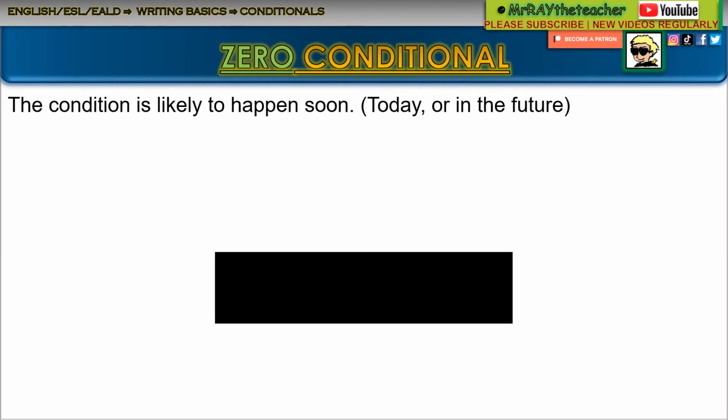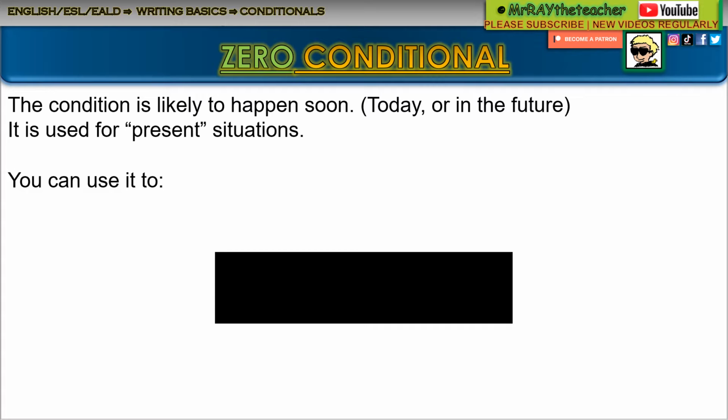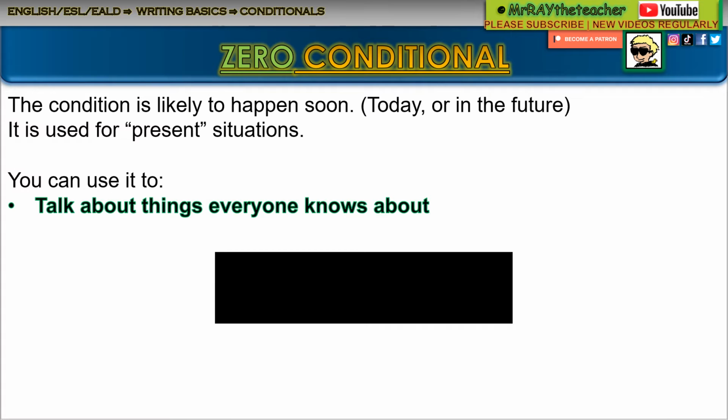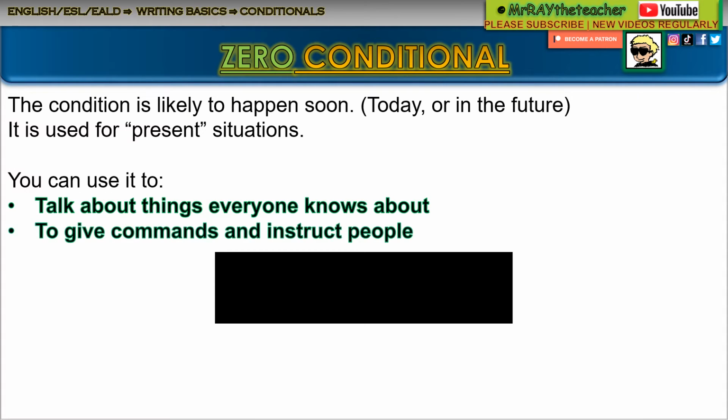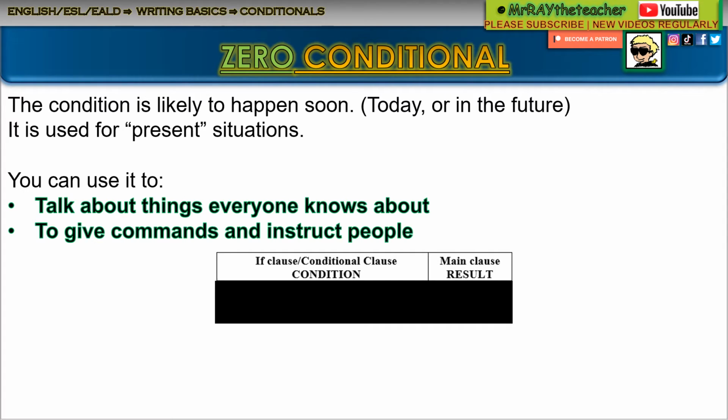So we start with the zero conditional. The condition is likely to happen soon, today or in the future. It's used for present situations, and you can use it to talk about things everyone knows about, or to give commands and instruct people. So here is the condition, and here's the result.